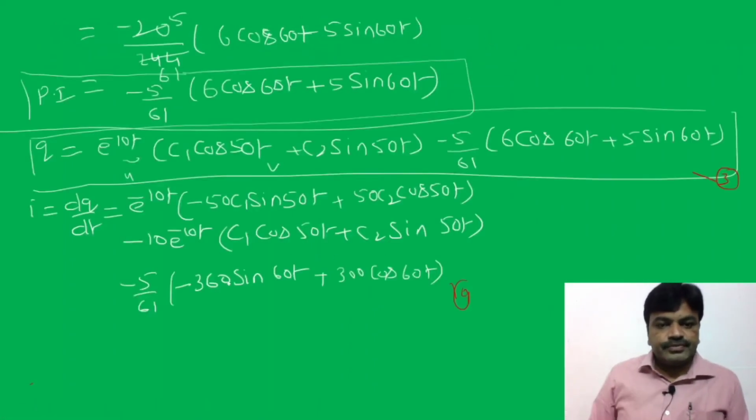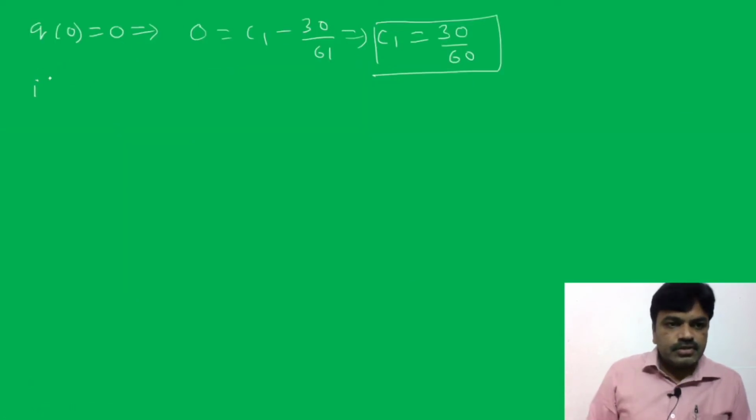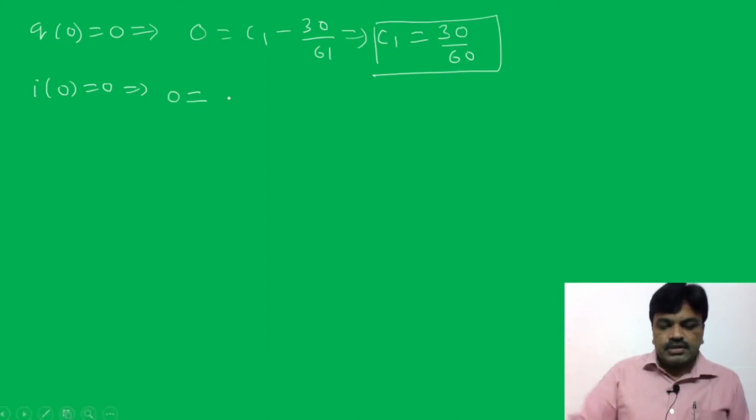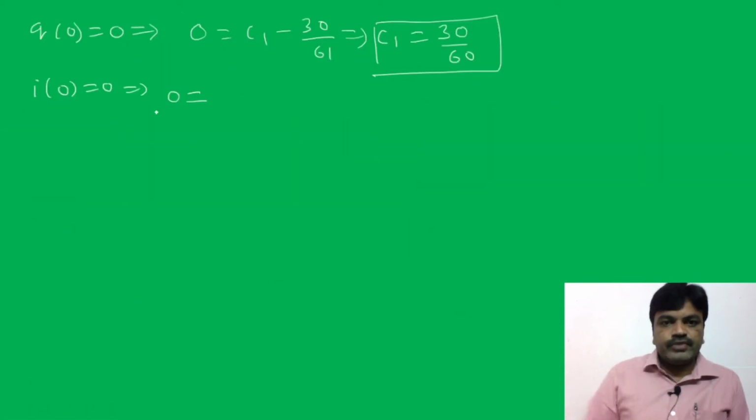Now the second condition is I of 0 is equal to 0. That implies 0 is equal to, e power 0 is 1, sin 0 value is 0, so here we get 50 C2.